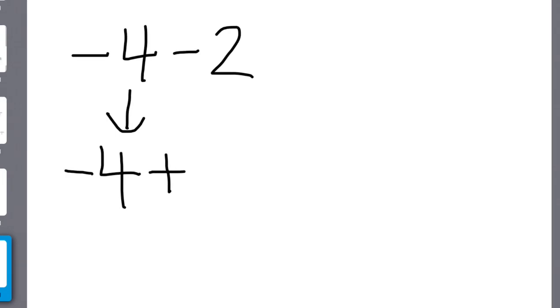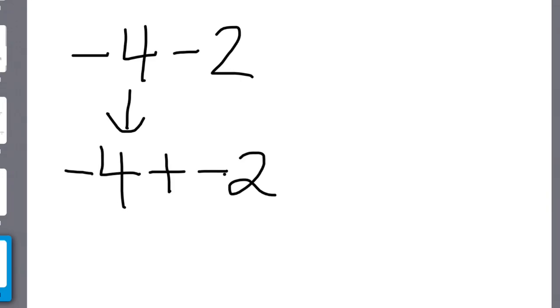Remember, if this is a subtraction sign, it can't also be a negative. That means the 2 is positive. So we are going to flip the second number to its opposite. The opposite of positive 2 is negative 2. So now we have an addition problem. Negative 4 minus 2 has the same answer as negative 4 plus negative 2.